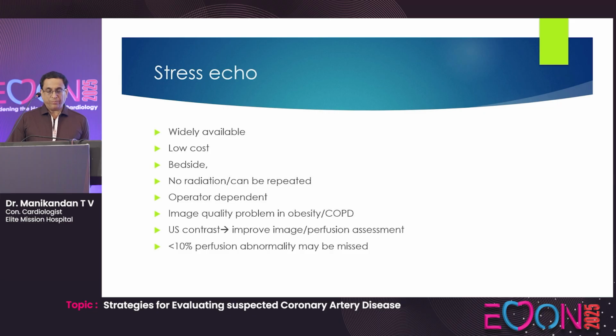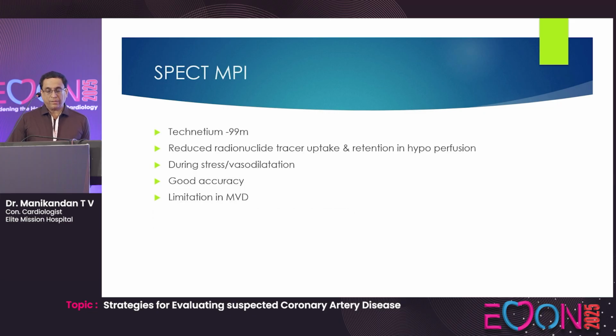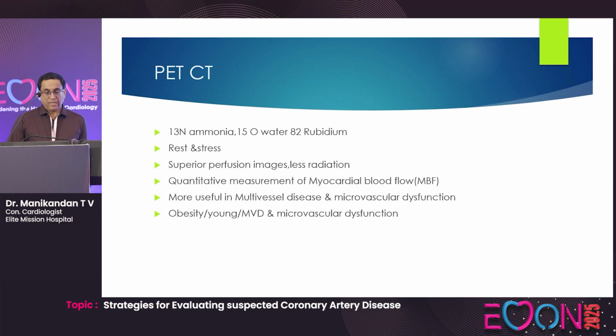SPECT MPI uses technetium, showing reduced nuclear tracer uptake and retention in hypoperfusion or ischemia during stress and vasodilatation. Good accuracy, with limitation in multivessel disease. And PET-CT, these above tracers are used, rest and stress, with superior perfusion images and less radiation. Quantitative assessment of myocardial blood flow is possible and most useful in multivessel disease and microvascular dysfunction. In obesity, young patients, multivessel disease, and microvascular dysfunction, this is a very good choice. The problem is cost and availability.